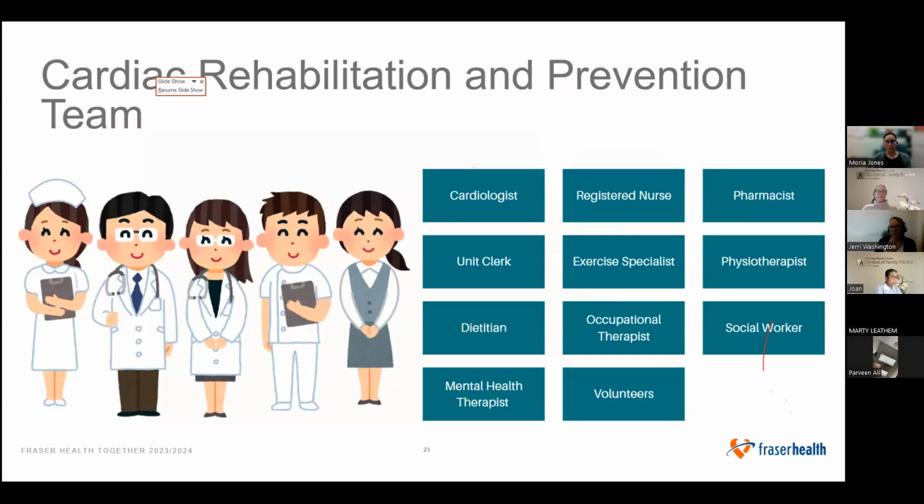And our team is very similar: cardiologist, registered nurses, pharmacist, unit clerk, exercise specialist, physiotherapist, dietitian, occupational therapist, social work, mental health therapist, and volunteers.